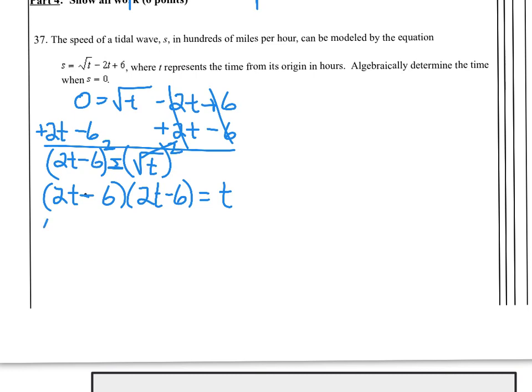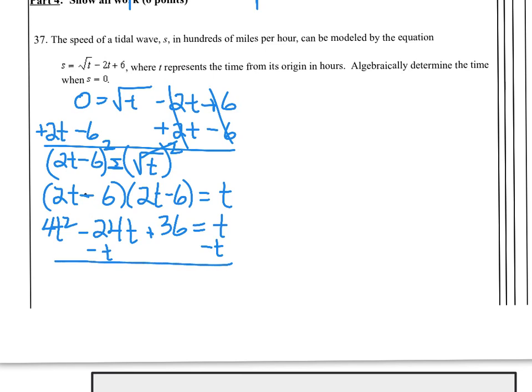All right, so if we double distribute here, we're going to get 4t squared. Then we're going to get minus 12t minus 12t, so that's going to be minus 24t plus 36 equals t. Okay? All right, so then let's subtract this t over, get everything to one side, set it equal to 0, and see if we can factor. So we have 4t squared minus 25t plus 36, and then we're going to have equals 0 because those guys will cross out.